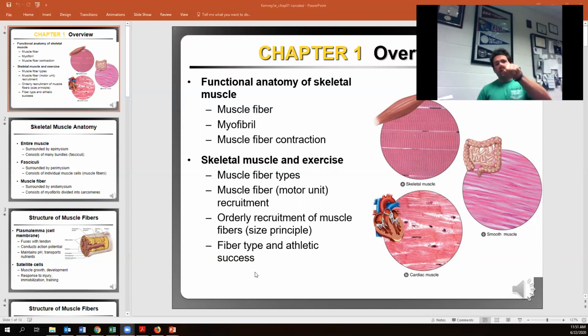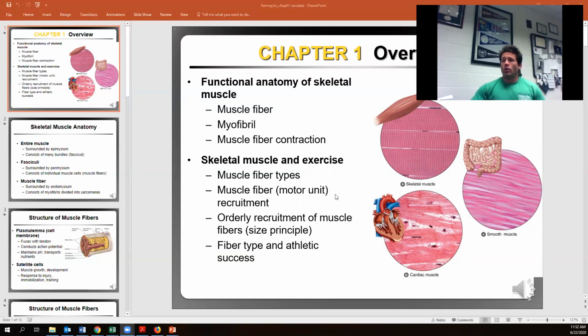And we do this in an orderly system, sometimes known as Henneman's size principle, where we're going to go ahead and tap into our slow twitch because they're the most aerobic, they're the slowest, but they're the most efficient fibers. And then as we need to produce more force and specifically power, we're going to tap into those type 2 fibers. And then we're going to talk a little bit about fiber type and how that's going to be related to athletic success. So let's keep on going through.